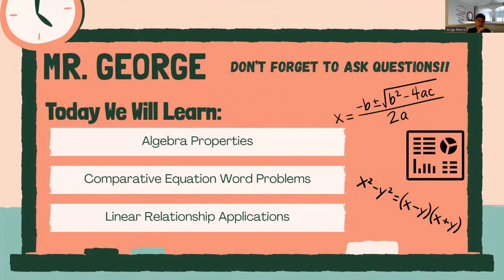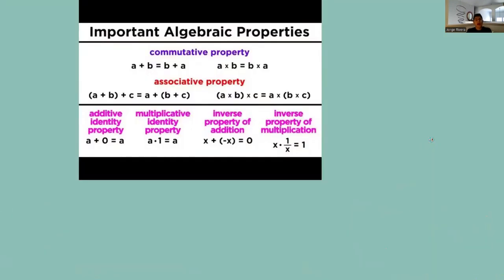So today we will learn about algebraic properties, comparative equation word problems, linear relationships, and their applications. So let's get into it. All right, so here are some important algebraic properties. These are basically just rules and laws about algebra.